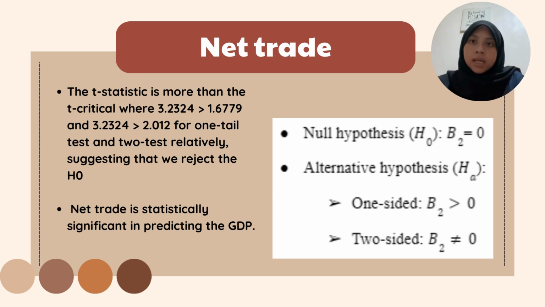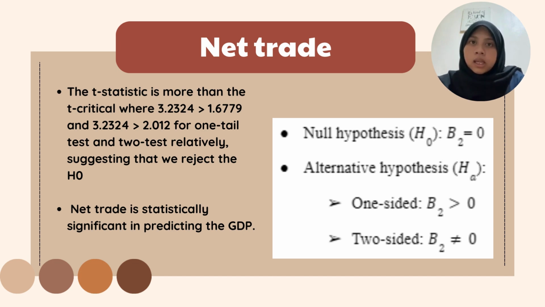Second independent variable is net trade. Using relatively the same steps as the previous one, we begin by computing the t statistic of net trade by dividing B2 by the standard error of net trade. Thus, we will get the t statistic of net trade equal to 3.2324.